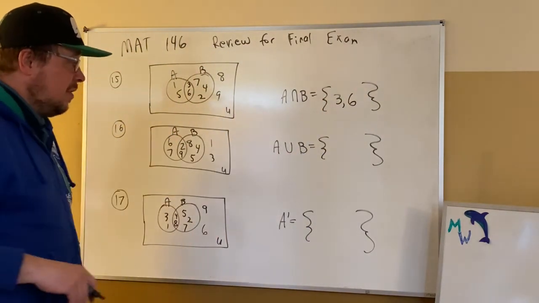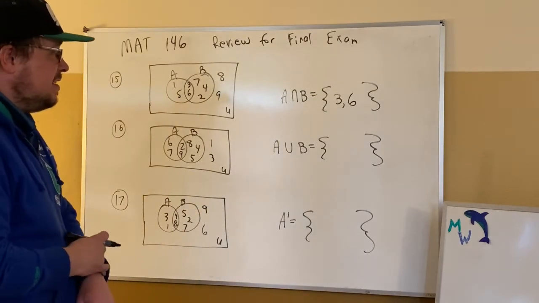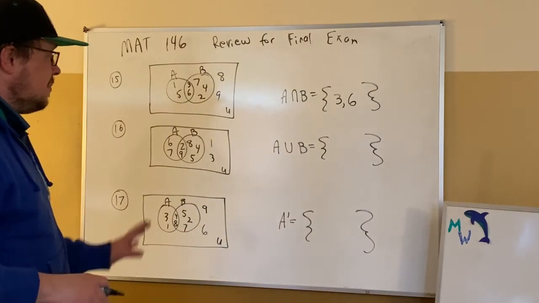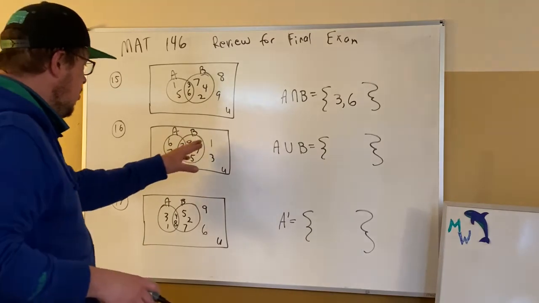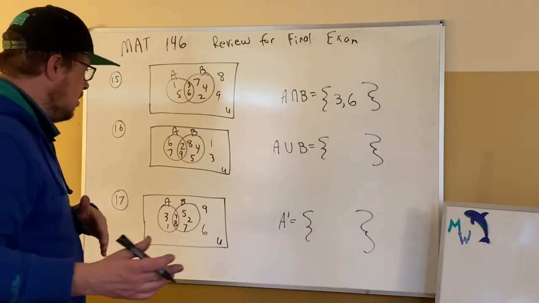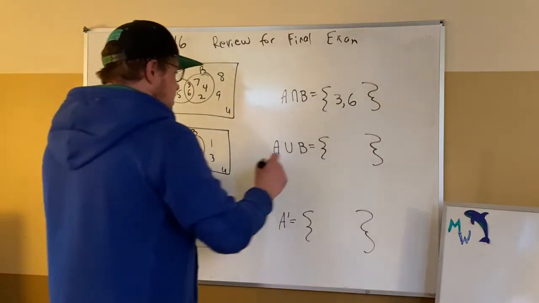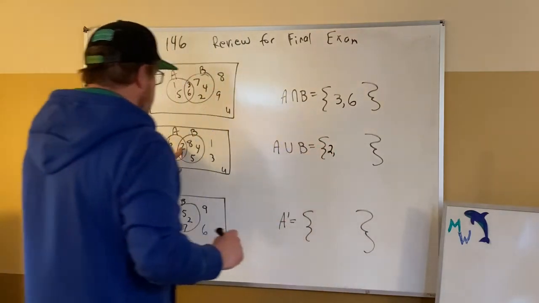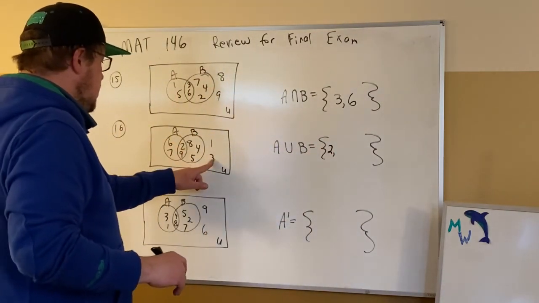A union B, or A or B, is in at least one of A or B. So I'm going to go through them in order. Number 1, is it in A or in B? No, and it's got to be at least 1. Is 2 in at least 1? It's actually in 2, but it's fine. Is 3 in at least 1? No. Is 4 in 1?